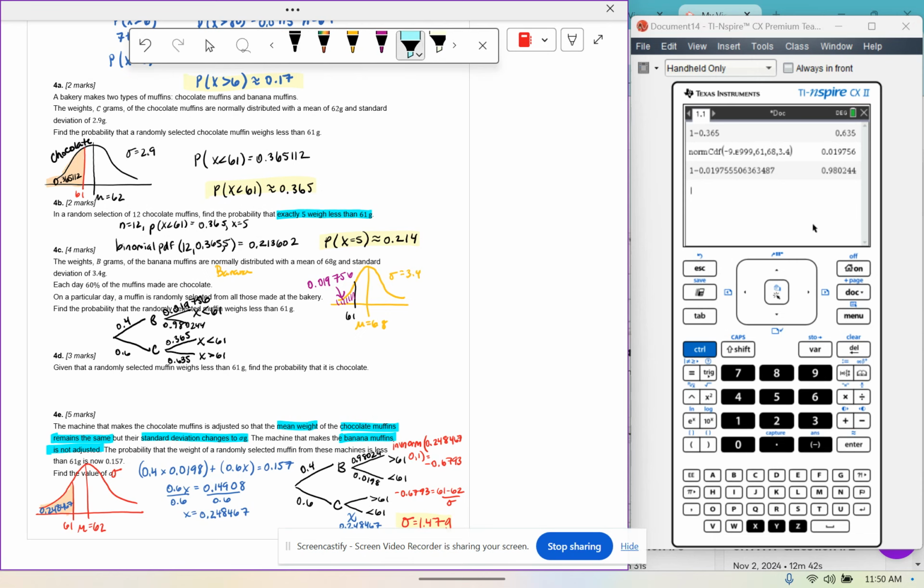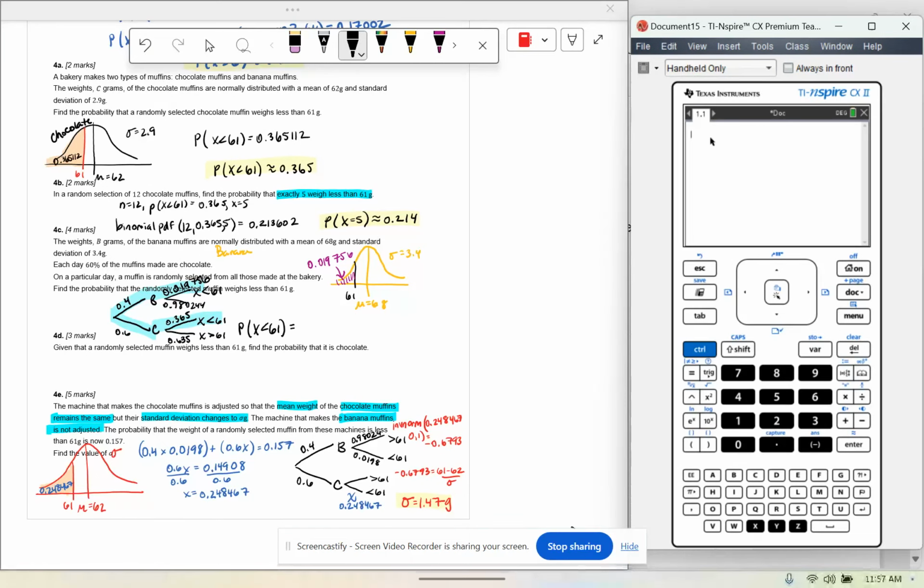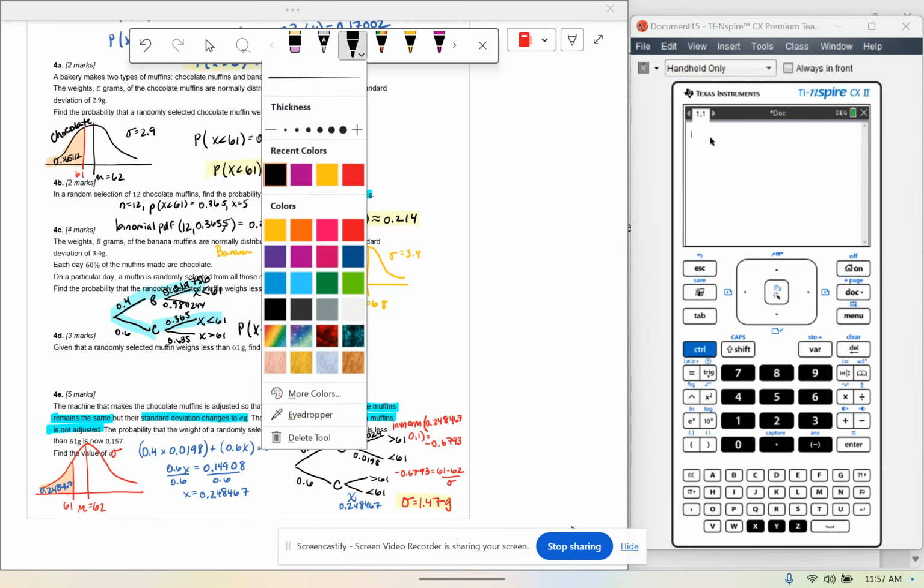Okay. So I'm trying to find all the ways that a muffin can be less than 61 grams. So I'm going to trace along the branches and terminate where x is less than 61. So it would be banana and less than 61, chocolate and less than 61. I'm going to multiply them both together and then add them. So I'm going to have probability that x is less than 61 altogether. All right, so I'm multiplying across and then adding for OR.